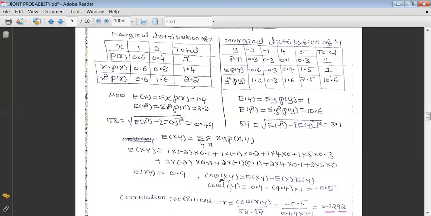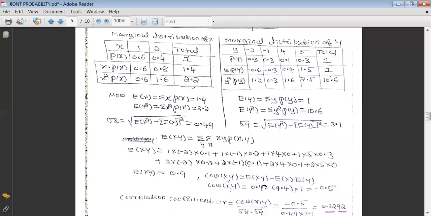Now we have to calculate the correlation coefficient, which is defined as the covariance of xy divided by the standard deviation of x into the standard deviation of y. Keeping these things in mind, we have already done some additional calculations earlier. Therefore, we already know sigma of x and sigma of y. We have to calculate the covariance of xy, which is given by the expected value of xy minus the expected value of x into the expected value of y.